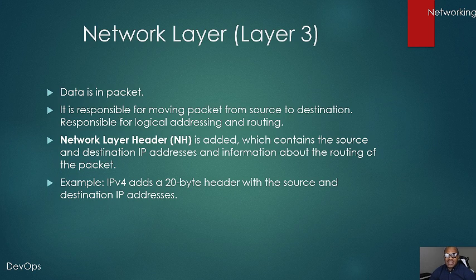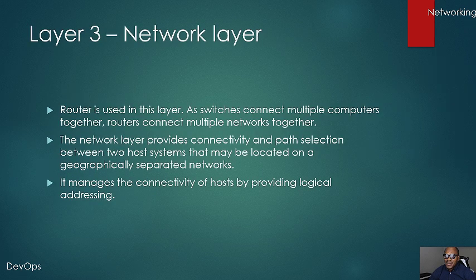Layer 3 of the OSI model is called the network layer, and is responsible for moving packets from source to destination. It's responsible for logical addressing and routing. It works for the transmission of data from one node to another, located in different networks, and it works on the IP address. Data is assembled in packets in this layer, and the sender's and receiver's IP addresses are placed in the header by the network layer. And so a router is used in this layer.